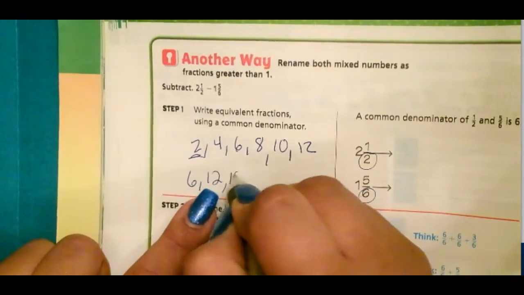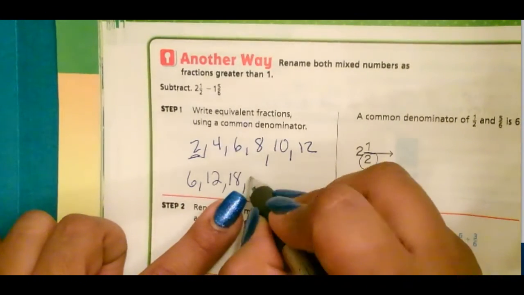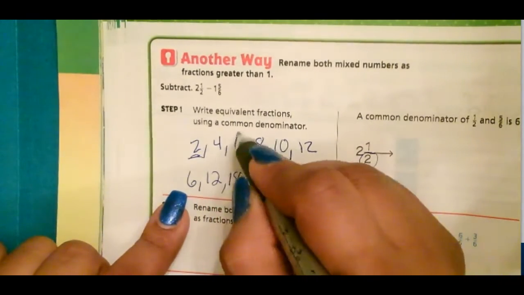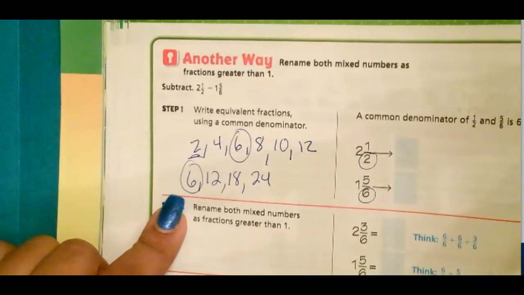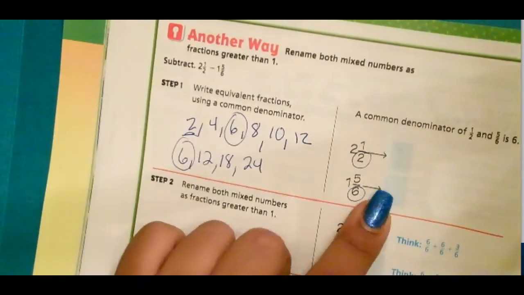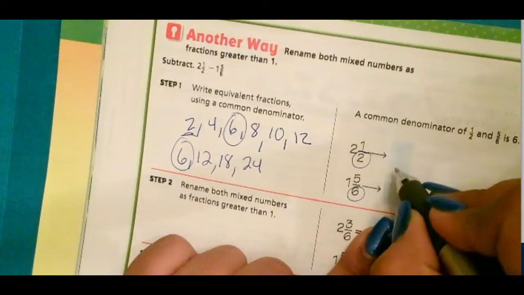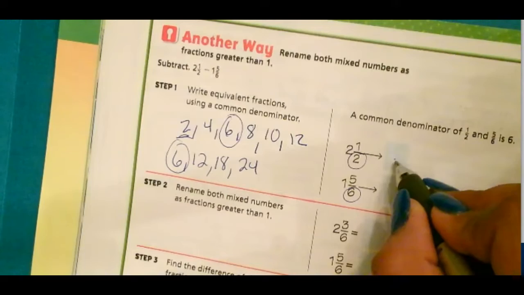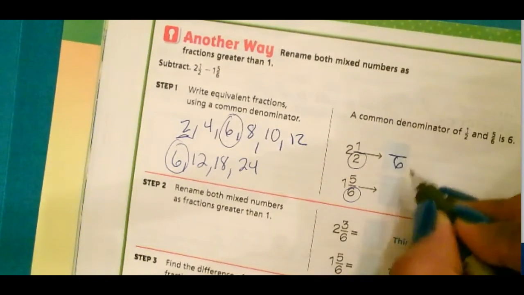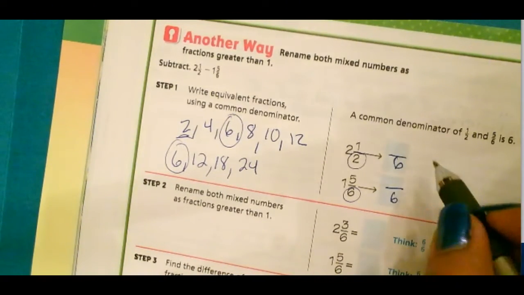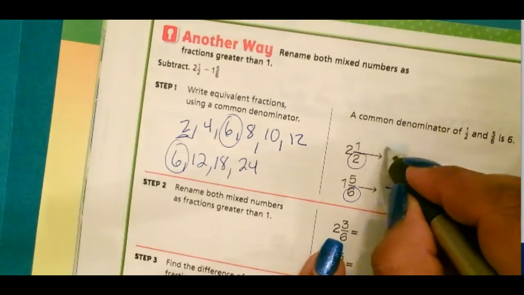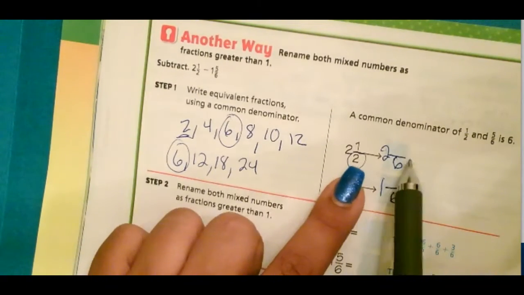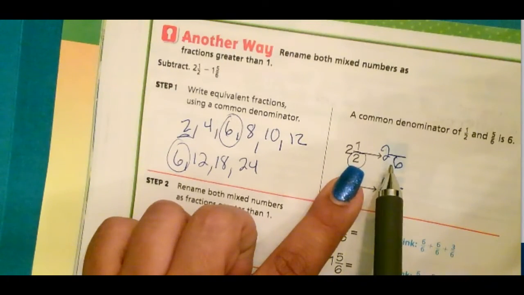6, 12, 18, 24. And I'm going to stop there. Maybe I went too far, right? Because I have a 6 here. So that's my common denominator. So I'm going to write 6 over here and 6 down here. And don't forget that you have a whole number, so I'm going to put it in the front. And now I need to find the equivalent fraction.